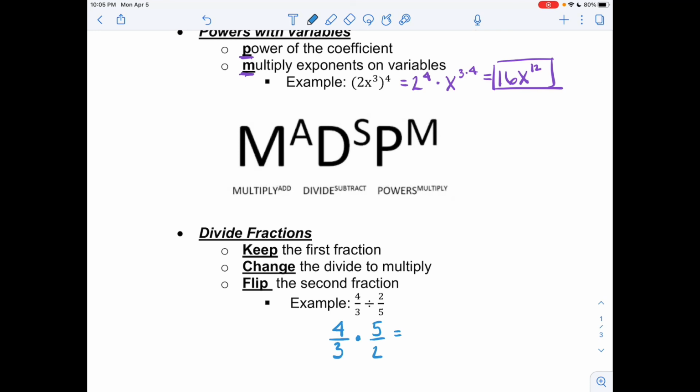We just multiply across the top, multiply across the bottom. So 4 times 5 is 20, and 3 times 2 is 6, and I want to reduce that fraction. I can take a 2 out of each, and that will leave me with 10 over 3 as a final reduced fraction.